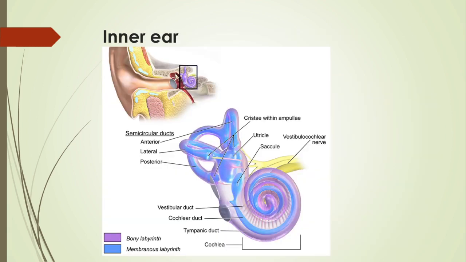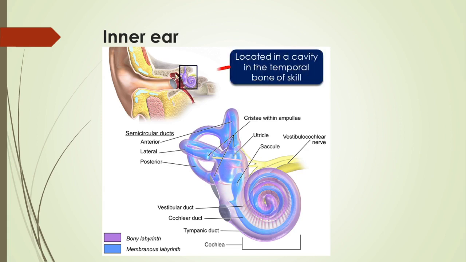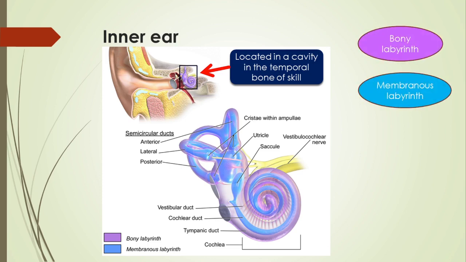Now coming to the third part of the ear, that is inner ear. Inner ear is located in a cavity in the temporal bone of the skull. The inner ear has two parts, bony labyrinth and membranous labyrinth. Bony labyrinth is the outer part and membranous labyrinth is the inner part. The part of the inner ear that you see here in purple color is bony labyrinth and the inner part that you see in blue color is the membranous labyrinth.